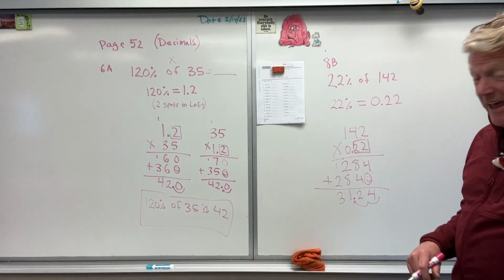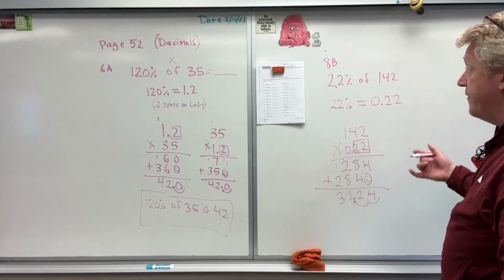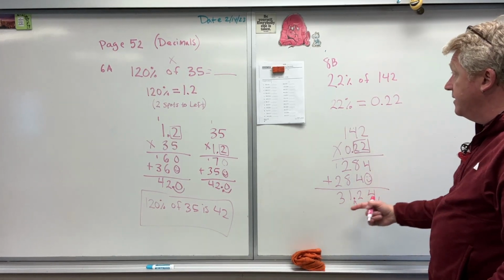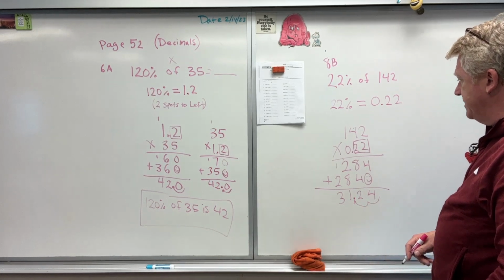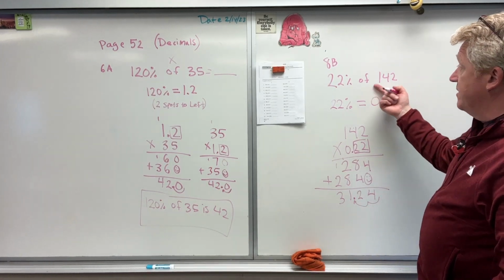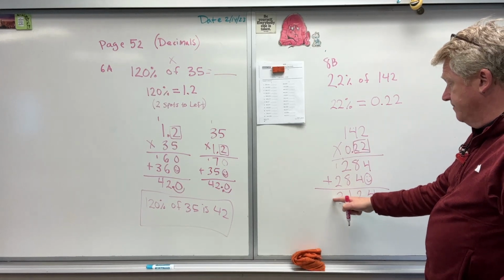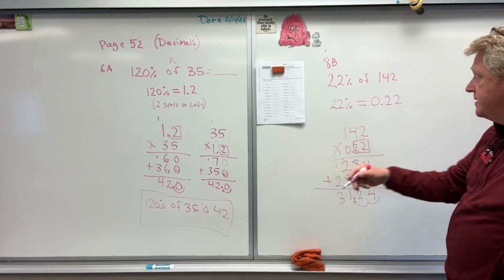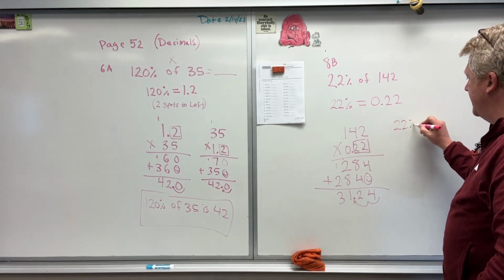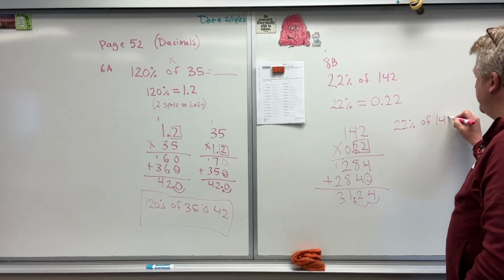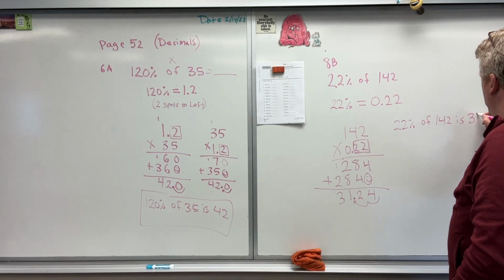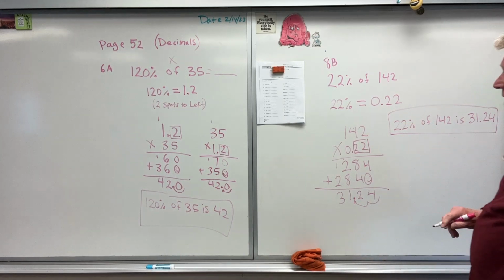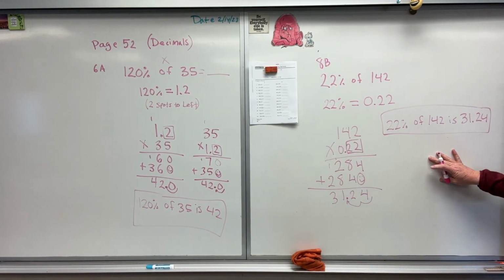Not a very friendly answer, but it's good enough. If it was money, if it was 22% of $142, then that would be $31.24. But it doesn't say dollar sign, so this is not a dollar answer. It's just 31 and 24 hundredths. But I have to write my statement to say 22% of 142 is 31 and 24 hundredths. That is my final answer.